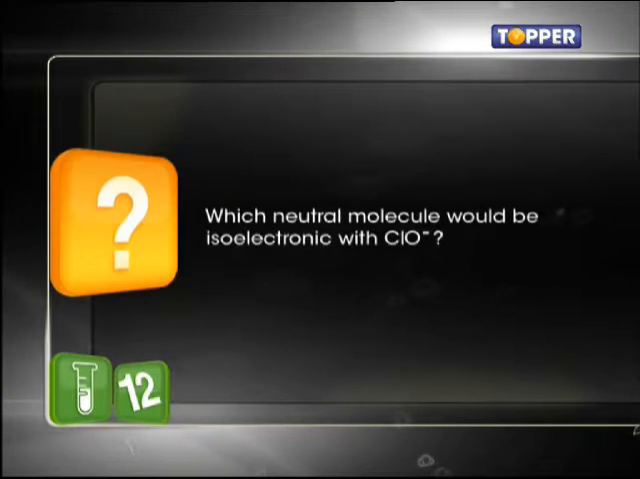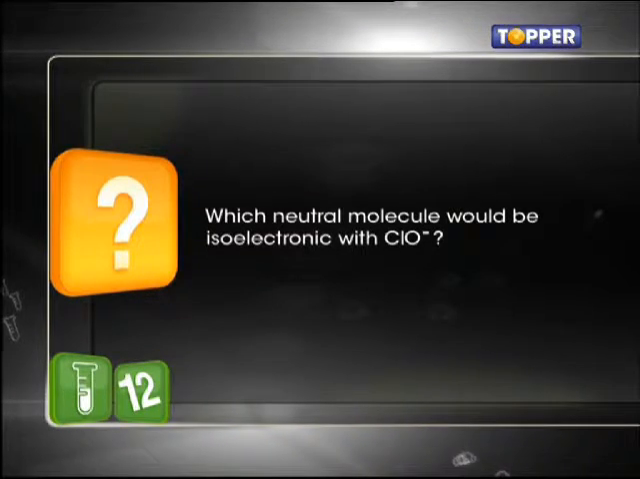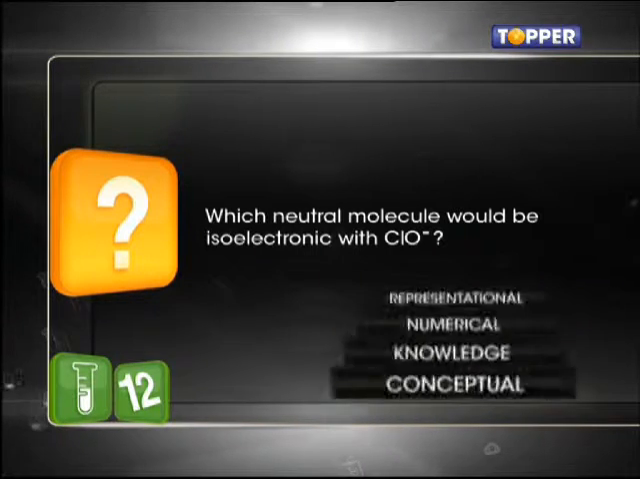So you need to tell which neutral molecule would be isoelectronic with ClO-.